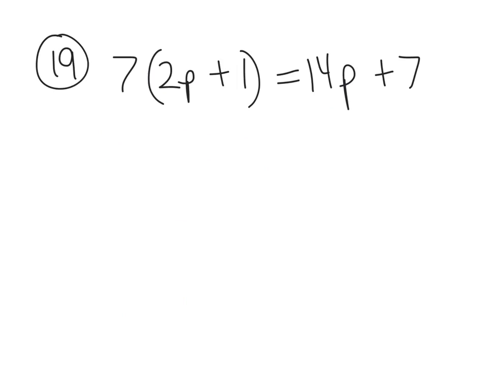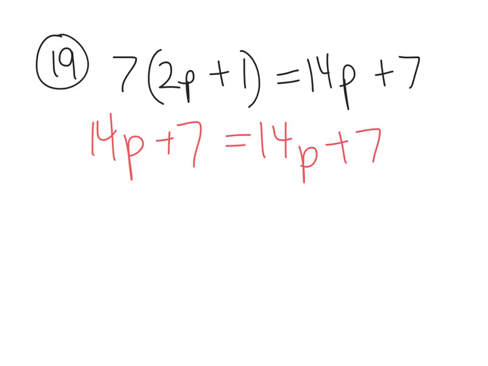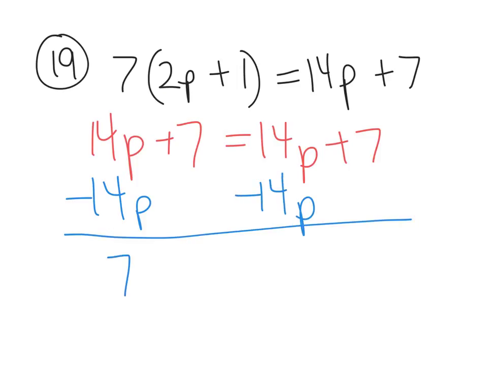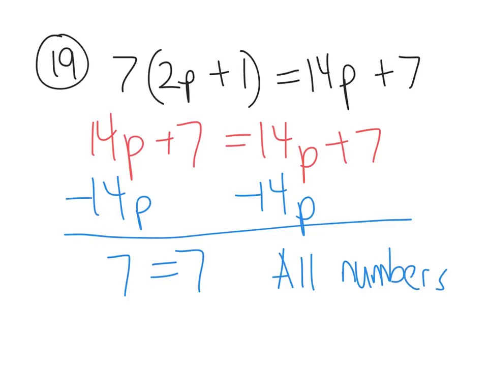So in this case here, I've got to go ahead and distribute again. So it's going to be 7 times 2p, that's going to be 14p, plus 7 is equal to 14p plus 7. Got to subtract my 14p from both sides. What I'm left with is just 7 is equal to 7. That's going to be true all the time. And just like when you get rid of the variables in your equation and there's nothing for it to be equal to, if it's a true statement, then all numbers are a solution. If it's a false statement like the one before, then no solution exists.